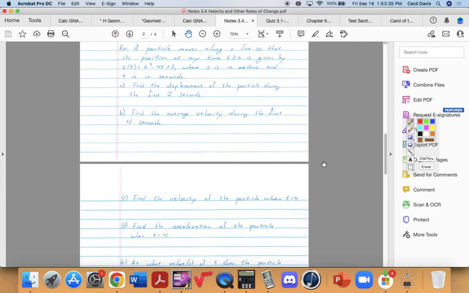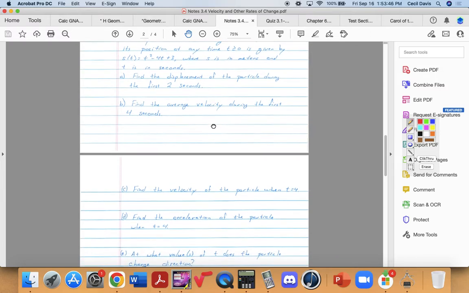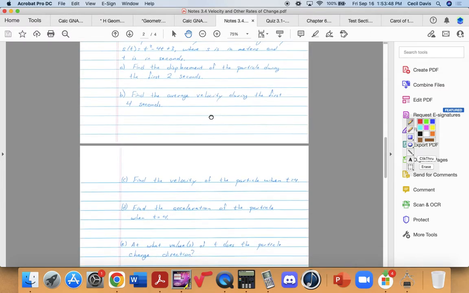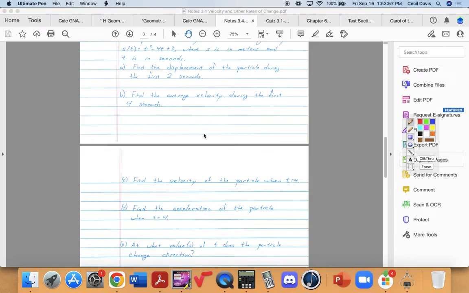All right, I know I've made this really small, but you can read your page if you can't read this. So a particle moves along a line so that its position at any time t greater than or equal to 0 is given by this quadratic, where s is in meters and t is in seconds. So first question, find the displacement. Again, this is not a calculus question. The displacement is going to be s at 2 minus s at 0.